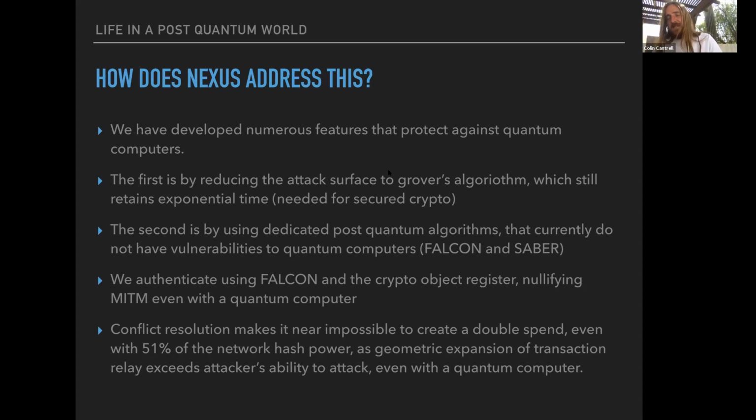For a frame of reference, that's the difference between 1024 and 256. 256 is about 77 significant figures. 1024 bits is about 308 significant figures. So the second method we use is dedicated post-quantum algorithms that currently do not have vulnerabilities to quantum computers. That would be Falcon and Saber.